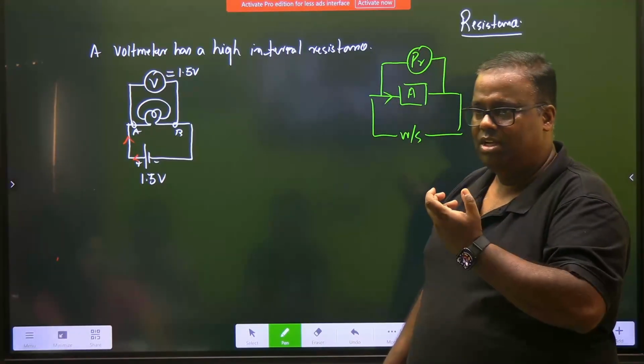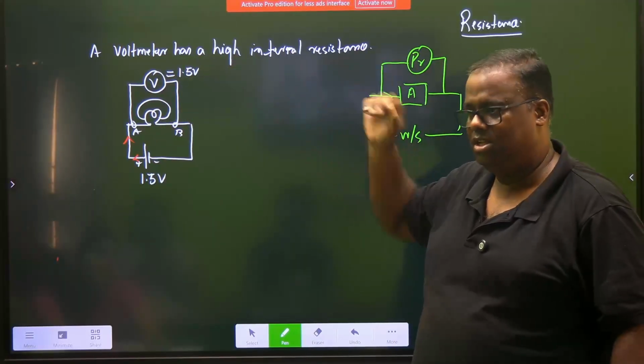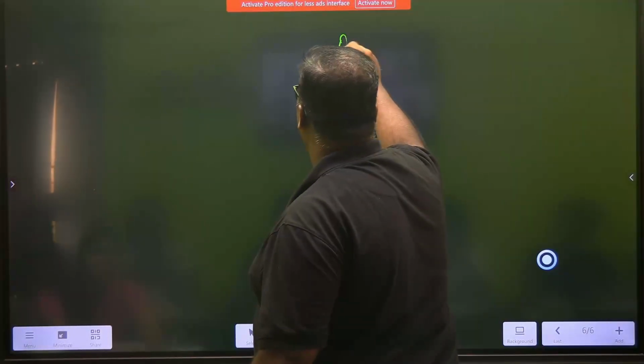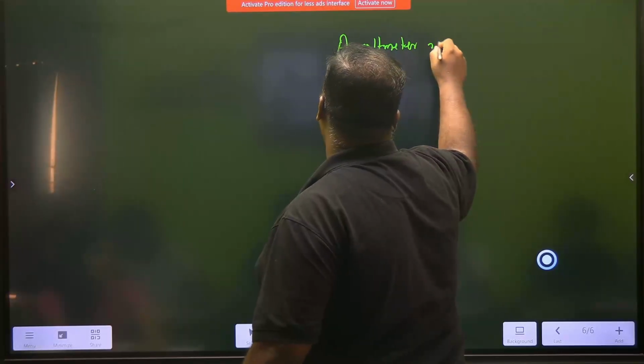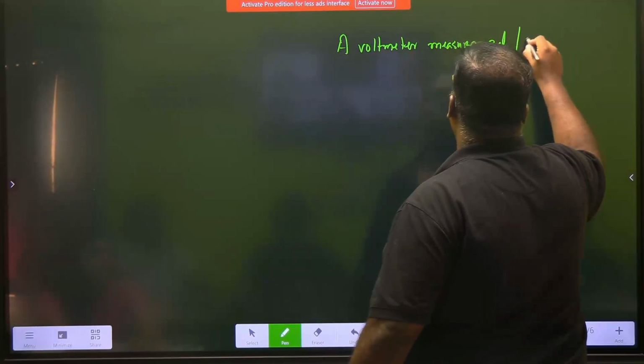Have you got it? So a voltmeter is used to measure potential difference, number 1, or voltage. If you want, I can write it for you, not an issue. But my question is, did you understand or not? A voltmeter measures PD or voltage.